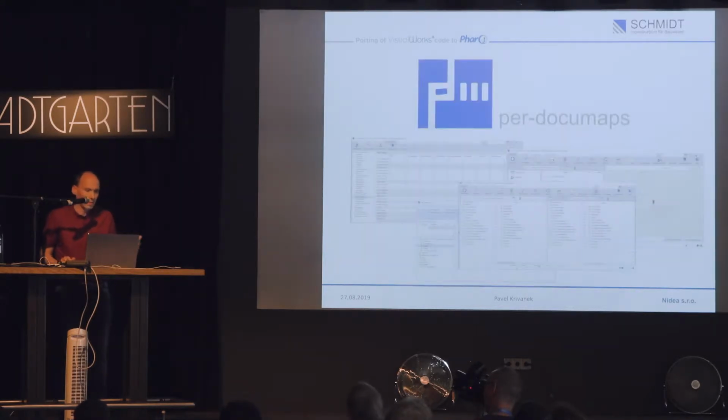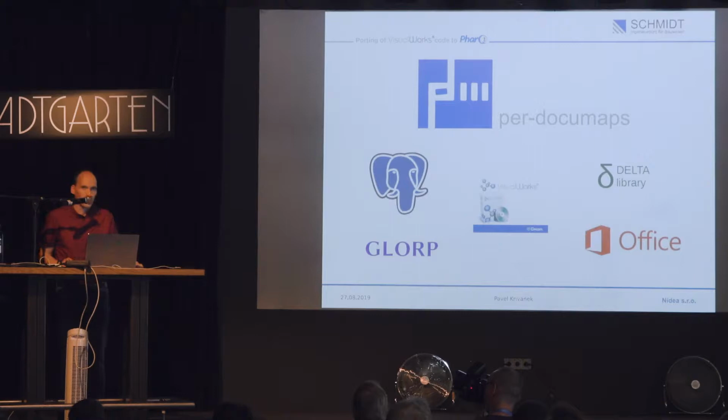And for this, Schmidt uses an in-house built application named PerDocuMaps, which is a classic style fat client desktop application written in VisualWorks. Besides VisualWorks, it uses PostgreSQL as a database. The tables are mapped to Smalltalk objects via Glorp mapping. For low-level data transfer, it uses the Delta library, which is written in C and partly in Smalltalk. And of course, for business purposes, it needs to be connected to Microsoft Office.